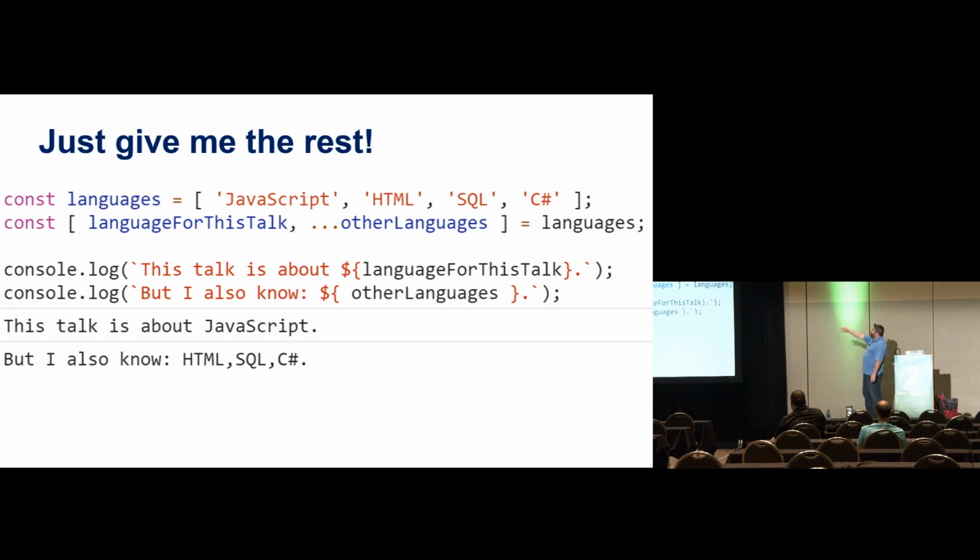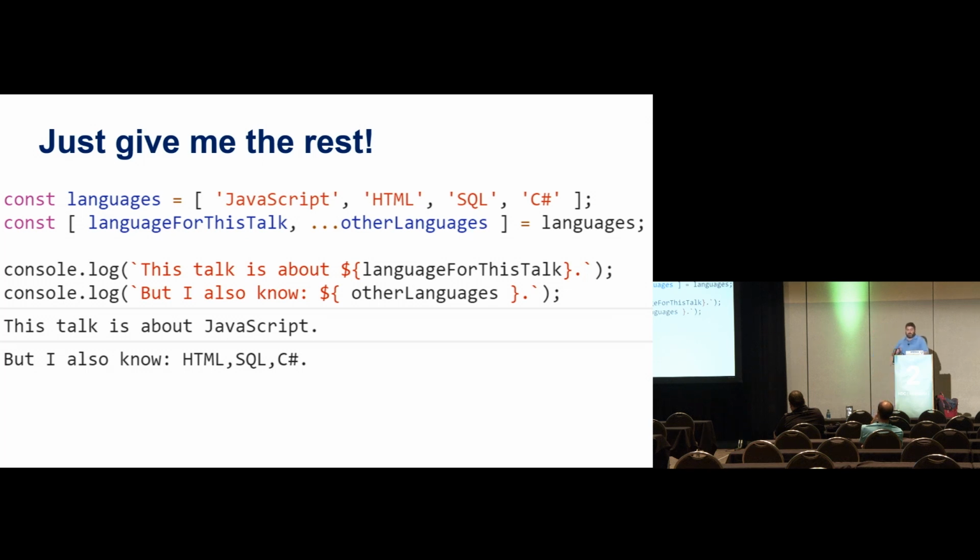So I have an array of languages: JavaScript, HTML, SQL, C#. Now I'm going to reach into that array using destructuring, and the first item in that array is going to be now a variable in my scope called language, for this talk. And then I want to take the rest of the items in that array, that's where the name comes from, the rest of the items in that array, and put them into a new array called otherLanguages.